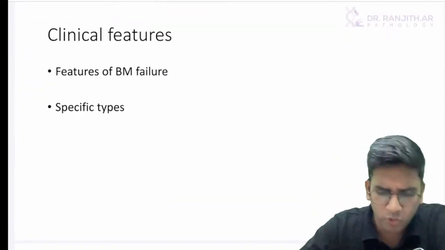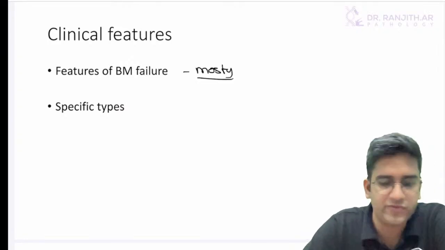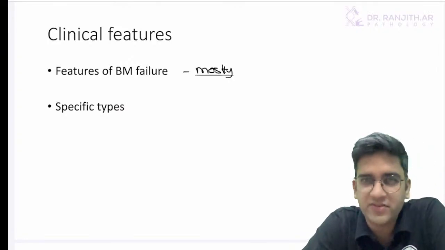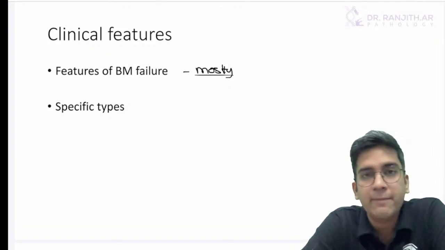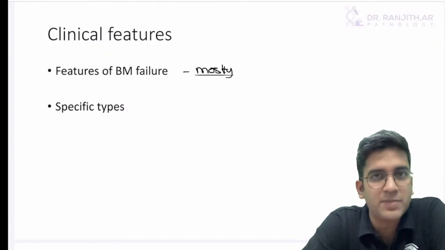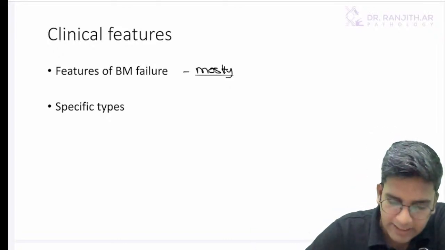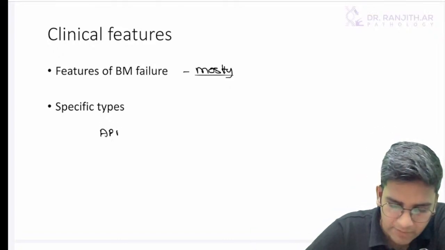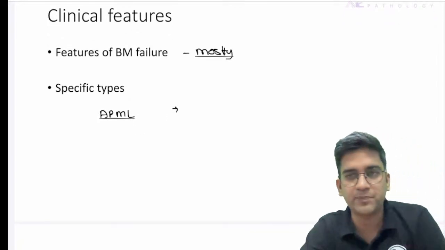very non-specific. Most of the time, it'll have features of bone marrow failure, mostly. Very non-specific: fever, weight loss, fatigue, malaise, most of the time it will be there, right? But there are a few very classical specific symptoms which I want you to remember for a few conditions, right? Let's say I'm having a patient with an APML or an acute promyelocytic leukemia. Can anyone tell me what's a specific symptom?